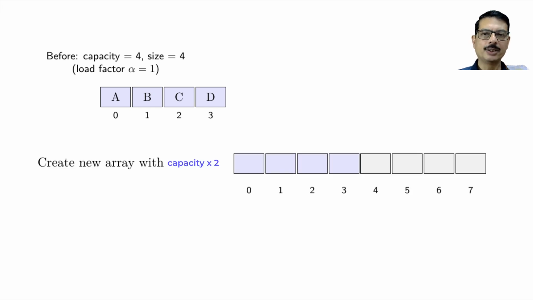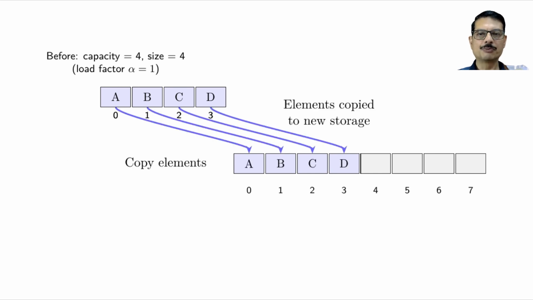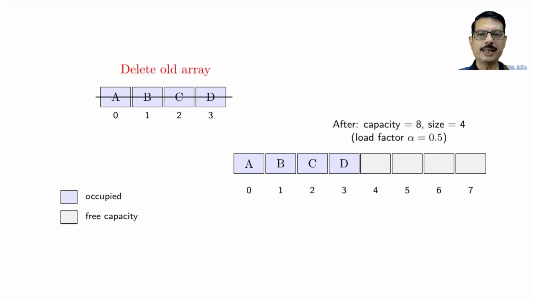As I said, we are going to create an array of size which is double the original size. The capacity was 4 earlier, so we are going to create another array with capacity 8. Now we are going to copy all the elements from the original one into the new one. The values A, B, C and D are copied in their respective locations, and then you delete the old array.